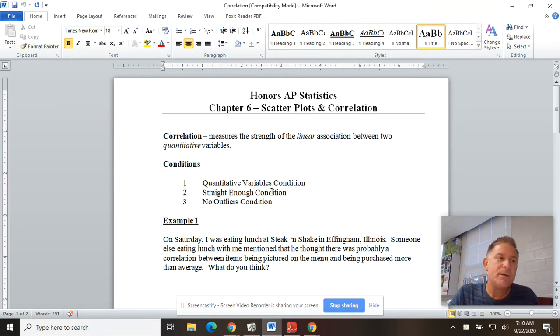whatever they are, the dots make something that looks linear, straight enough, and it's a judgment call. You don't want to have a lot of curve in it. You can have some dots that aren't on a best fit line, but you don't want to have any curve really. And number three, no outliers condition. If we try to make a scatter plot and we have outliers, we're going to struggle. So those are our three conditions. Want to always check them before we proceed with a correlation problem.